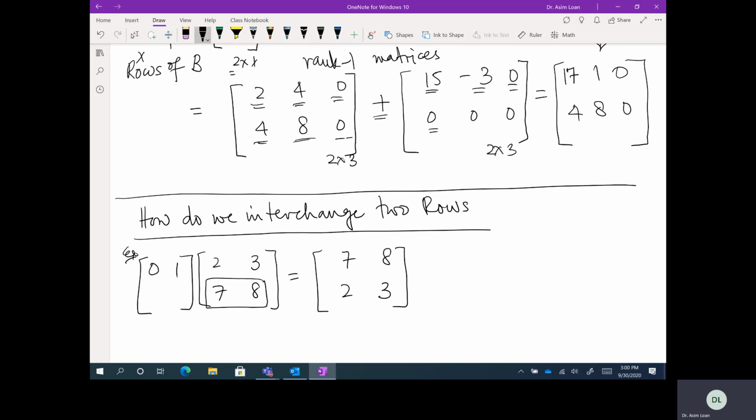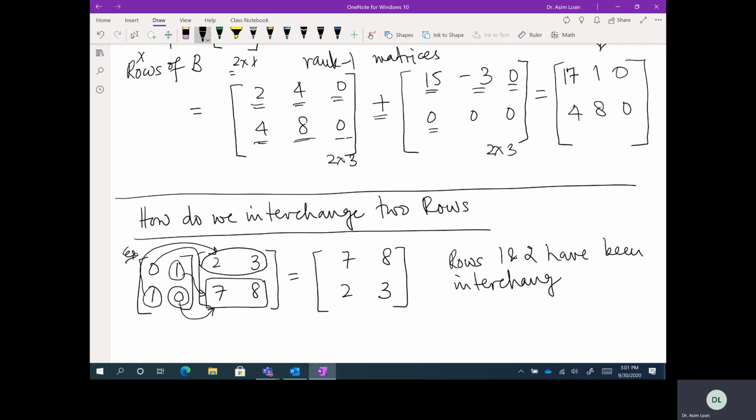I'll do 0, 1. So this will weight this one by 1, and this will weight this one by 0. So obviously no contribution here, so I'm going to pick this one. And for the other one, I do 1, 0 over here. So again, 1 will go here, so this will pick this one, and 0 is not going to do anything over here. So rows 1 and 2 have been interchanged. Good.